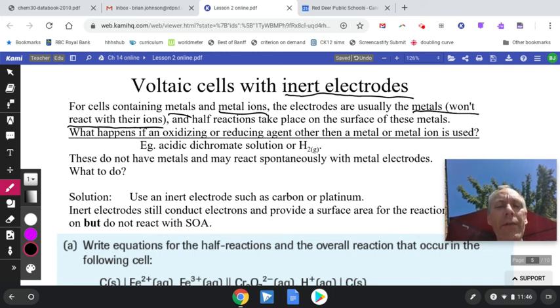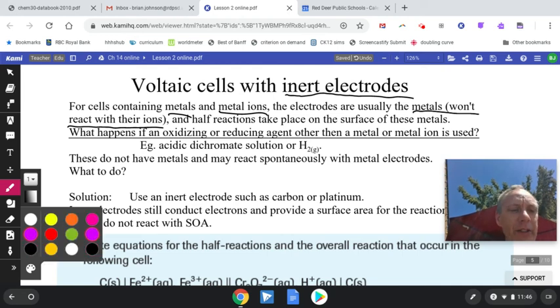So if you have an oxidizing agent or a reducing agent that is not a metal, okay, it's not a metal or a metal ion, then you have to use an inert electrode. So for example, if we were going to be using acidic dichromate or hydrogen gas, there is no metal form of acidic dichromate, and there's no metal form for hydrogen. These are non-metals without metal electrodes.